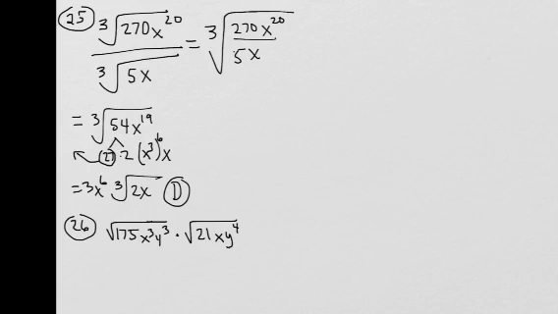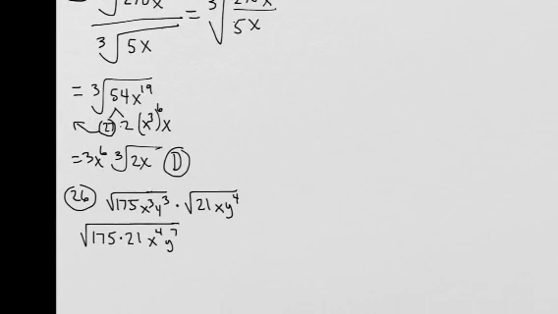Okay, for number 26, I have both square roots, so I can combine them as a single radical. Now, notice I'm not going to multiply 175 and 21. I'm going to just write them as 2 separate factors, and you'll see why in a minute. And then x, I've got x to the 3rd in the first one and x in the second one, so that's x to the 4th. And then for the y's, I have y to the 3rd and y to the 4th, that's y to the 7th.